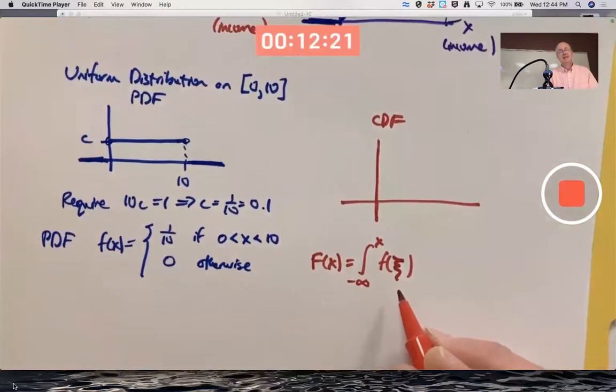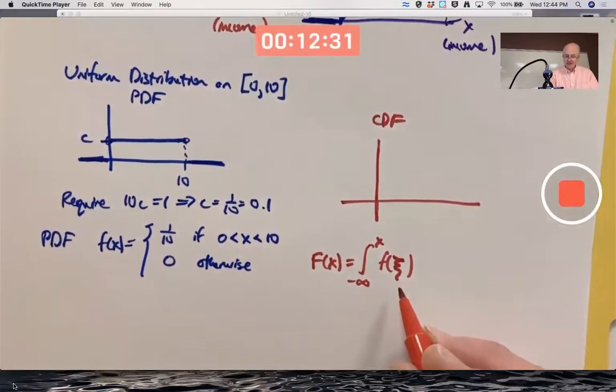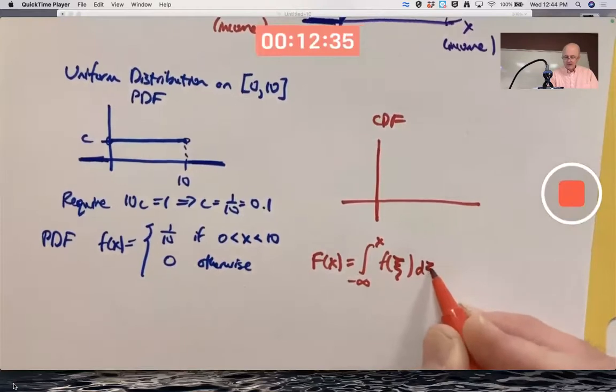And that's how you say it. At least that's how I've been told. Xi. That's the Greek letter xi. But it's even more fun to give it a different name and just to call it squiggle instead of xi. Squiggle. F of squiggle, d squiggle.